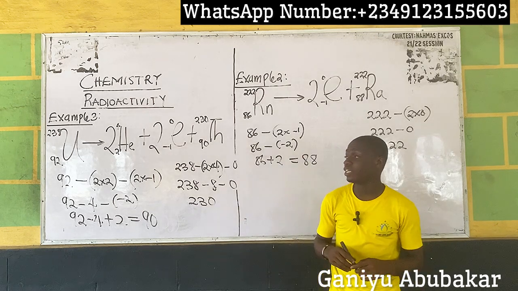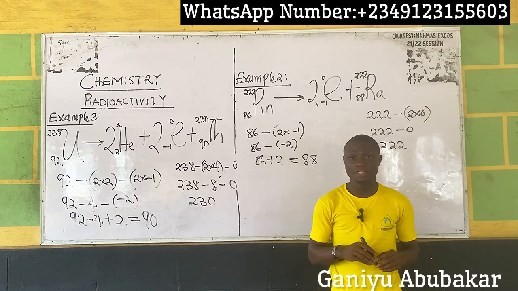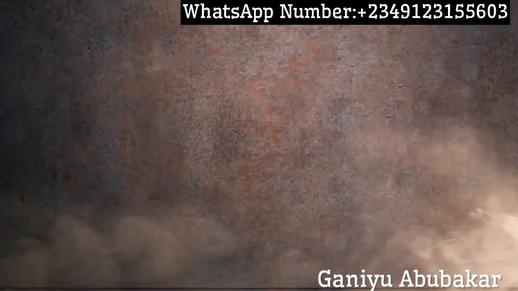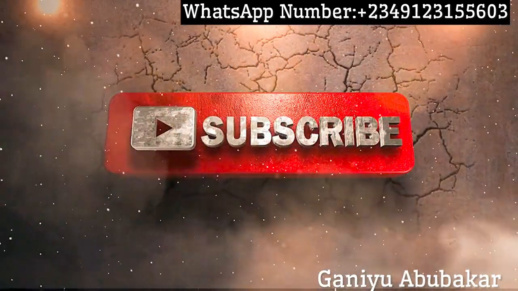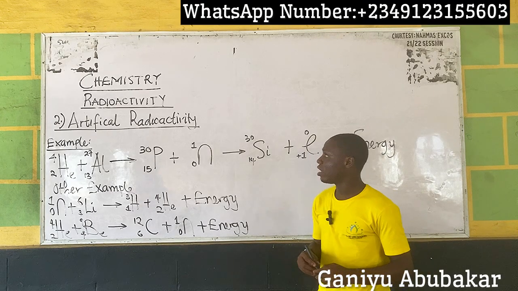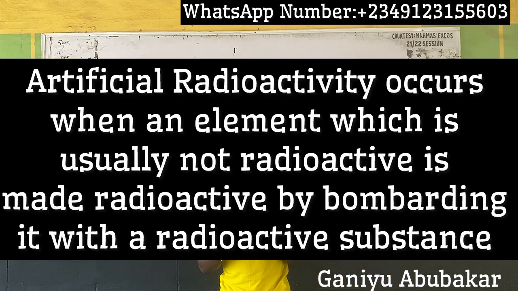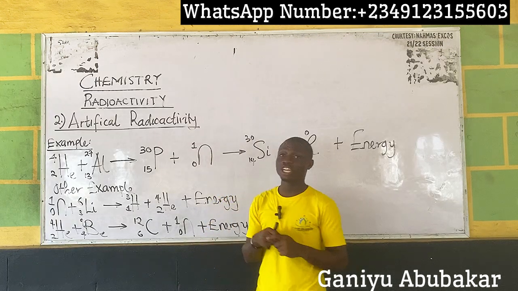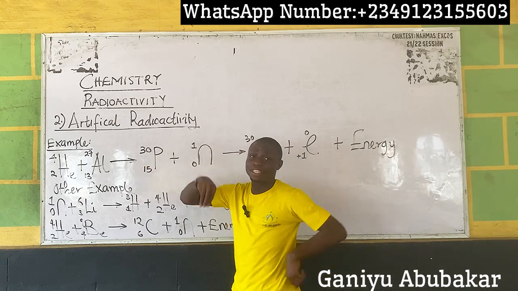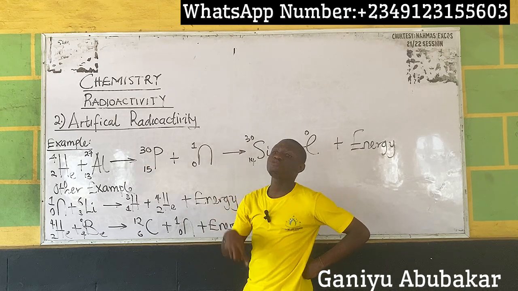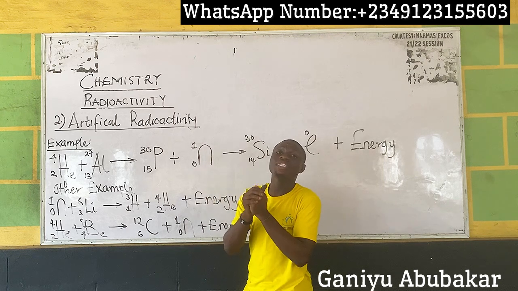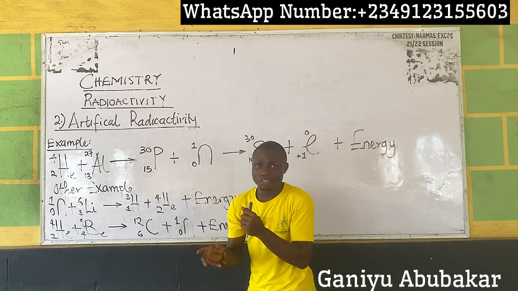Let's explain artificial radioactivity using some examples. By definition, artificial radioactivity occurs when an element which is usually non-radioactive is made radioactive by bombarding it with a radioactive substance. Define artificial radioactivity. So these elements are not radioactive, but I have to bombard them with a radioactive particle, which is either helium or an electron.